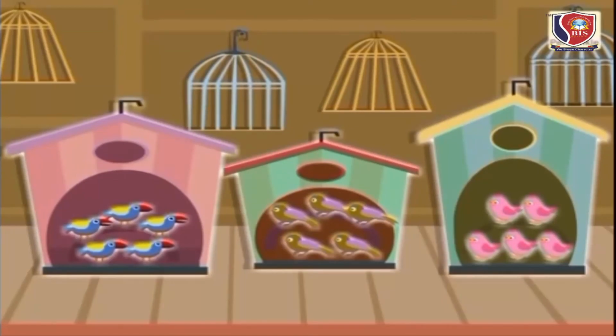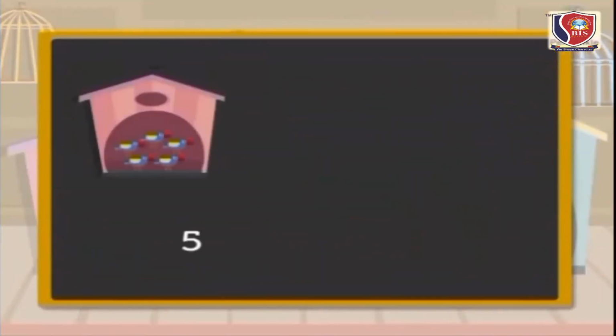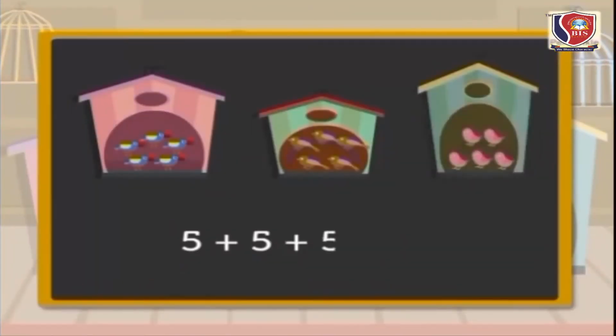To get the total number of birds, we add the number of birds in all the 3 bird houses. That is, 5 plus 5 plus 5 is equal to 15. That is, 3 times 5 is 15. Using the multiplication sign, we write it as 3 multiplied by 5 is 15. So, there are 15 birds in all.